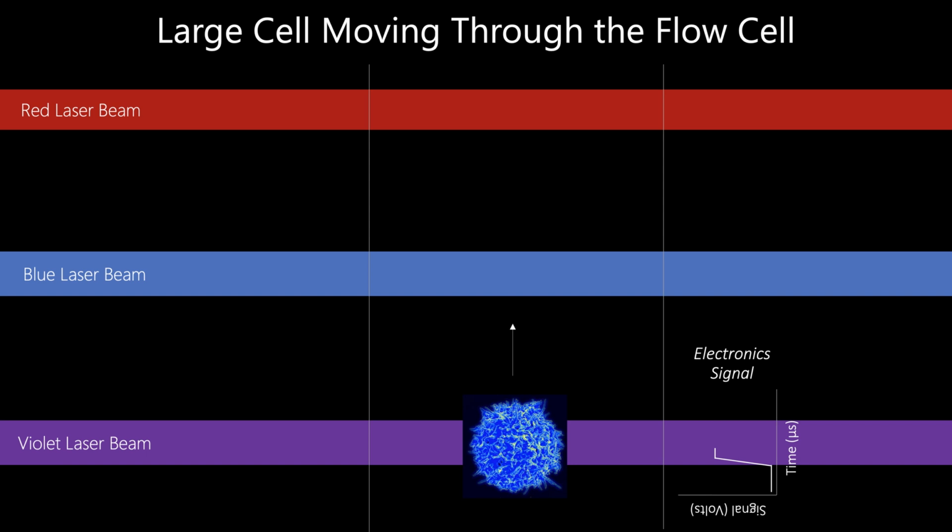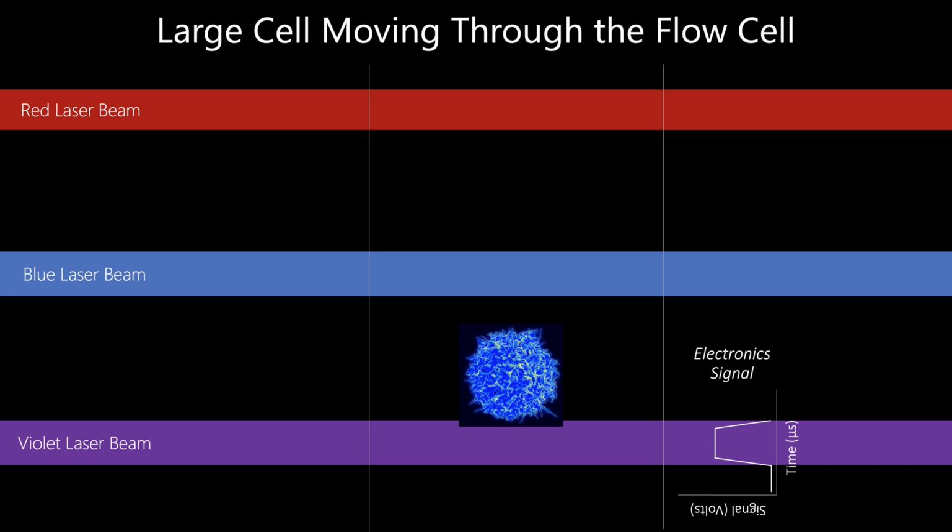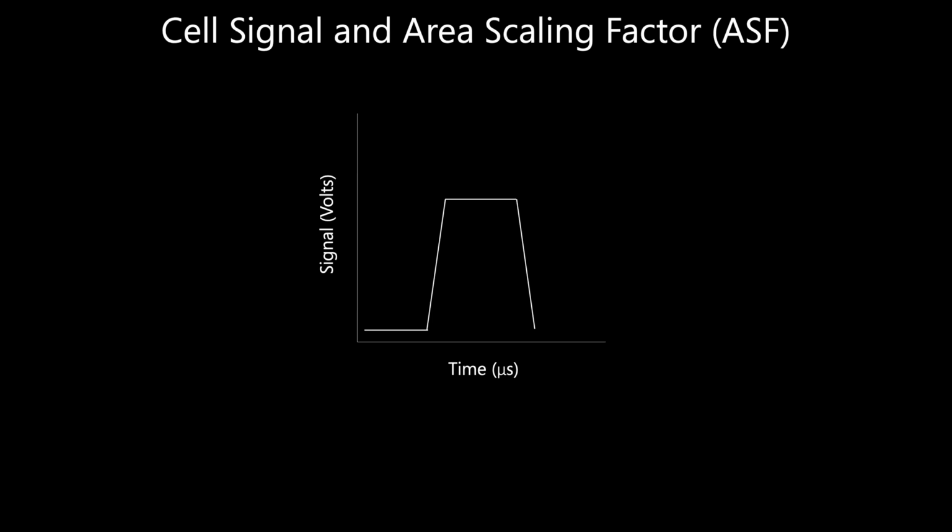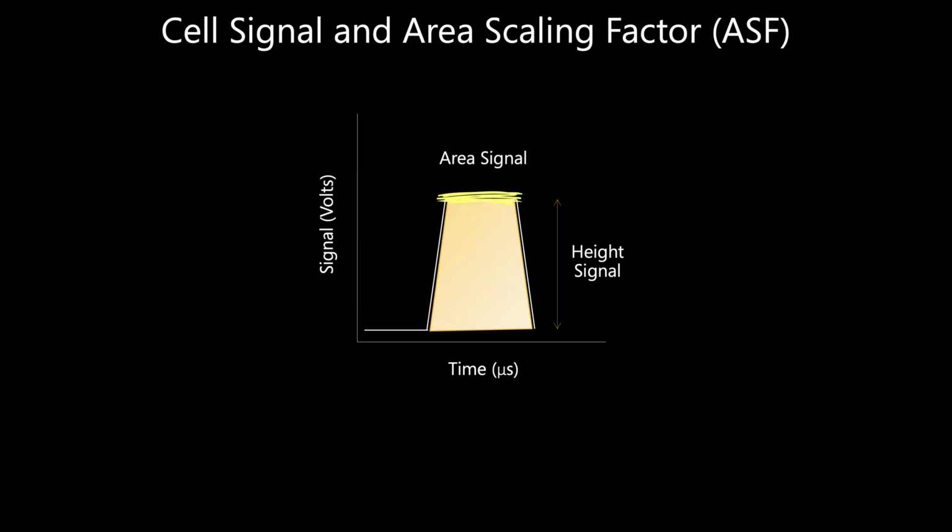So, while this cell is filling the entire beam, the signal will flatten off for a while. Once the cell starts moving out of the beam, the signal will start decreasing, and when the cell is completely outside of the beam, the signal is back where it started. So again, let's take a look at this plotted signal rotated 90 degrees so it's easier to read. Again, you can measure the height of this signal to display something like BV421-H on your cytometer. But the area signal is now quite large, since that large cell fully filled the laser beam for some time as it passed through.